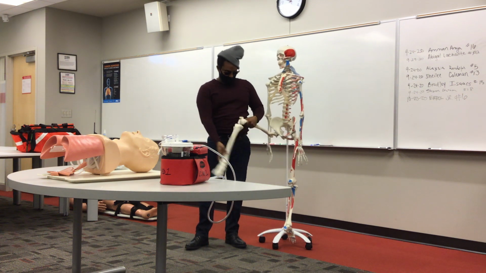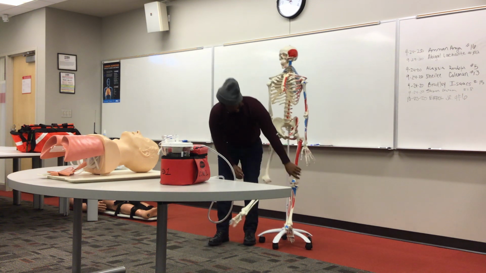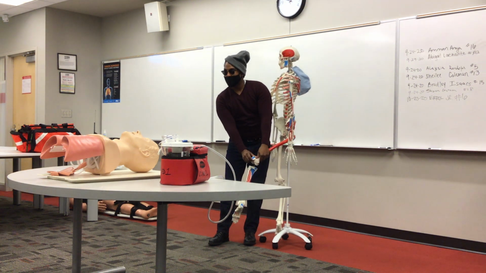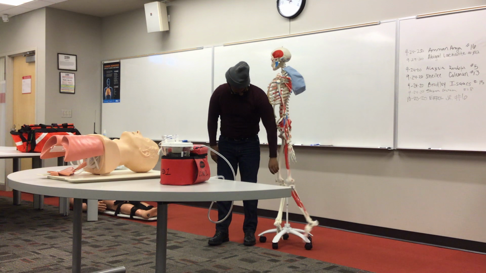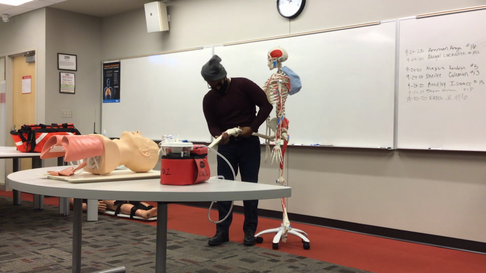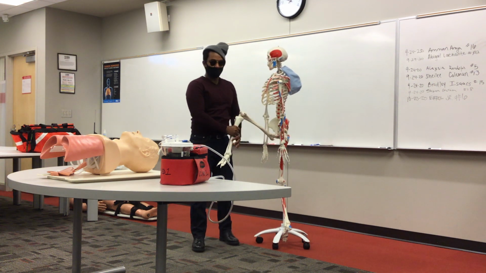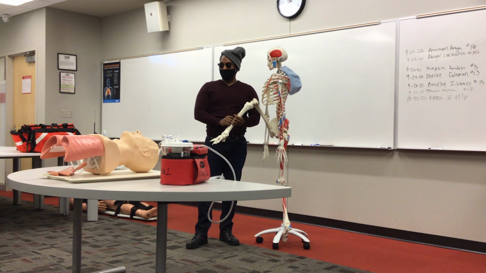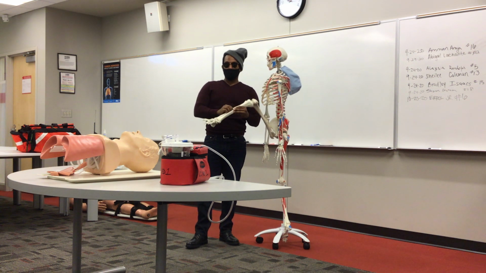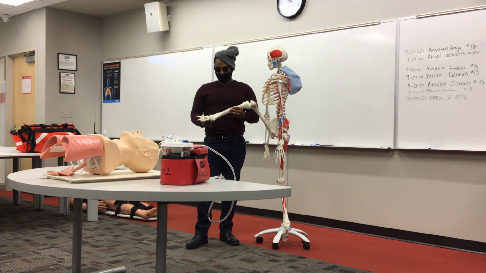Now we got the last bit. Patella right here. Patella is right here. Your kneecap. That's a good knee. Then you have your, let's show this a little better, your tibia and your fibula. Tibia is the big one. Fibula is the small one. Sorry, should have said that.